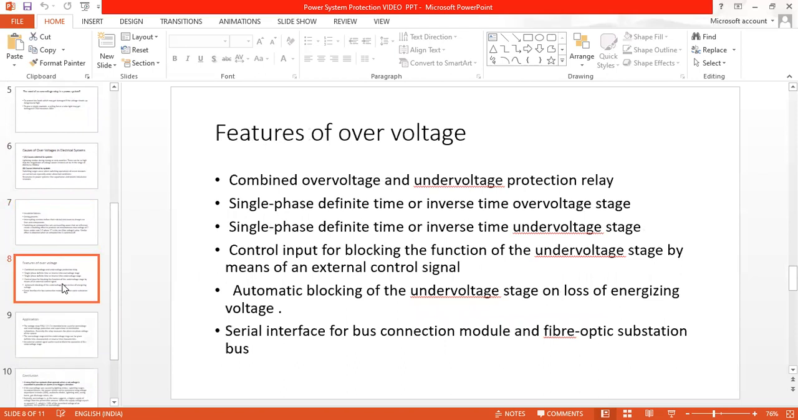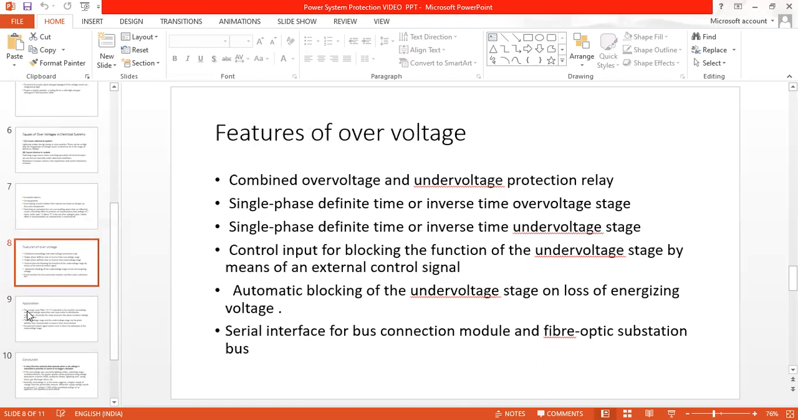Combined overvoltage and undervoltage protection relay, single phase definite time or inverse time overvoltage stage, single phase definite time or inverse time undervoltage stage, control input for blocking the functions of the undervoltage stage by means of an external control signal, or else the automatic blocking of the undervoltage stage on loss of energizing voltage, serial interface for the bus connection module and fiber optic substation bus.